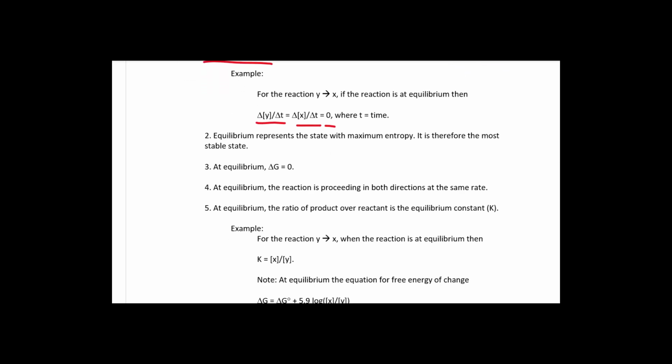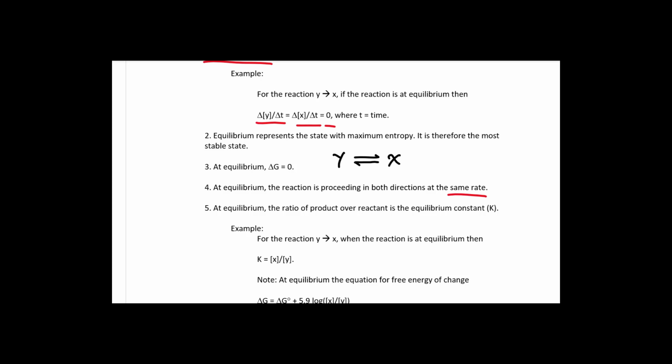So if we wanted to show this, it would be y goes to x, but if we're going to show it with a double arrow, y goes to x equals x goes to y. At equilibrium, the reaction is proceeding in both directions at the same rate. So equilibrium doesn't mean a state where nothing is happening. It just means that the reaction is proceeding in the forward direction at the same rate that it's proceeding in the reverse reaction. And that's why the concentrations don't change.